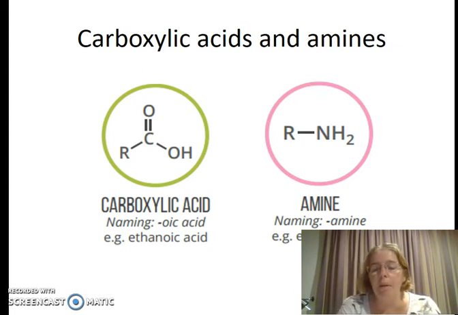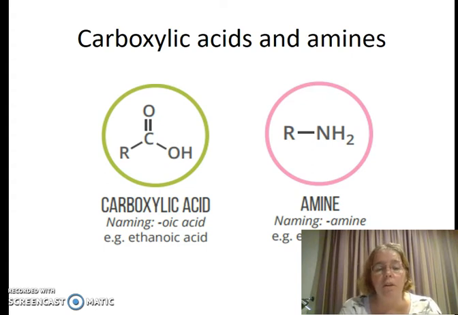Naming of amines, particularly secondary and tertiary amines, which are ones where you've got 2 or 3 carbon chains connected to the nitrogen, are outside the scope of what I want to get into in this topic. However, I just want you to be aware of the fact that nitrogens aren't necessarily attached to 2 hydrogens on the end of a chain. They could be attached to other things as well, other carbon chains.